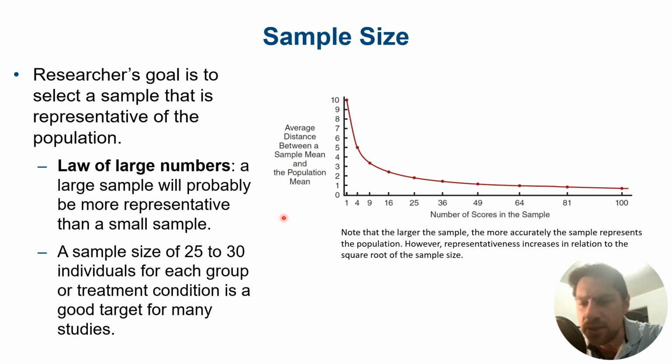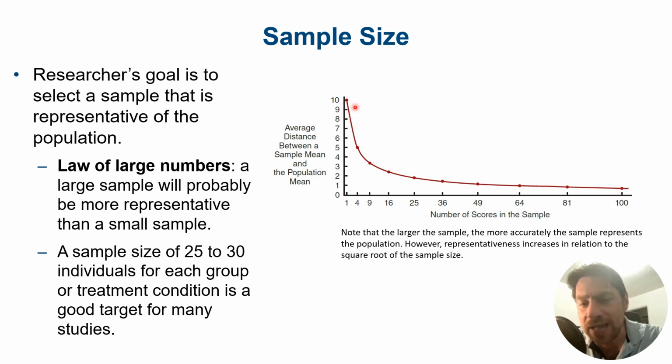So here we have another graph that makes a similar point in addition to another important point. Here on the y-axis, we have the average distance between a sample mean and the population mean. So the lower the value, the more similar the sample is to the population. Lower values are good, high values are bad in this case. And on the x-axis, again, we have the sample size from 1 to 100. And again, we find the same trend where increasing sample size increases the similarity between the sample and the population.